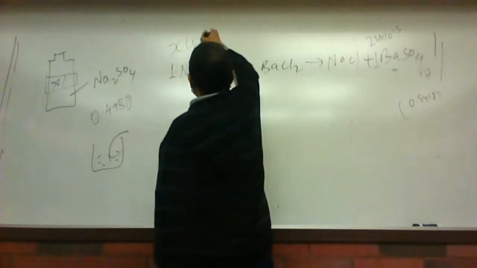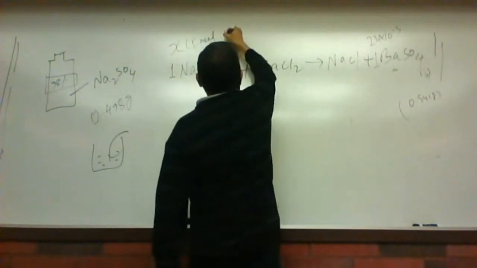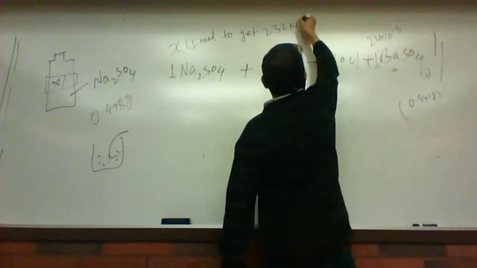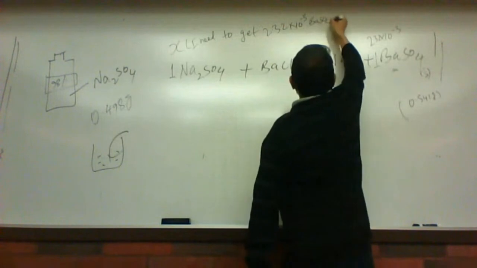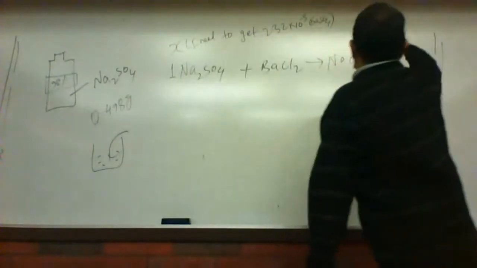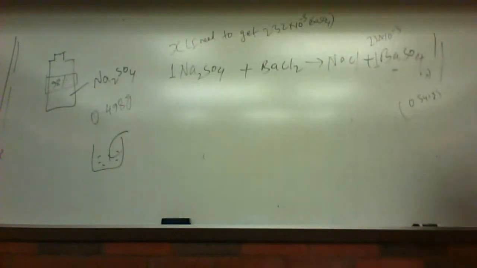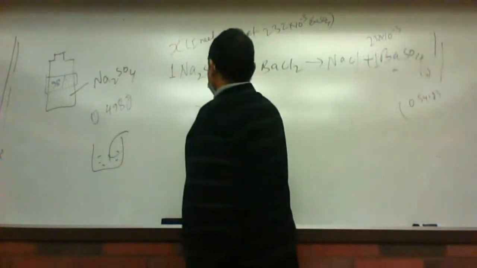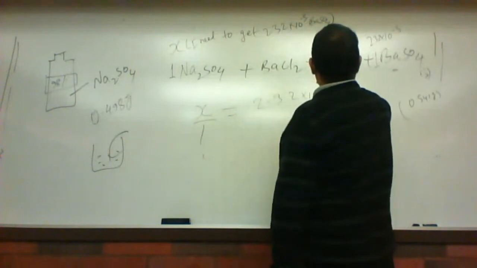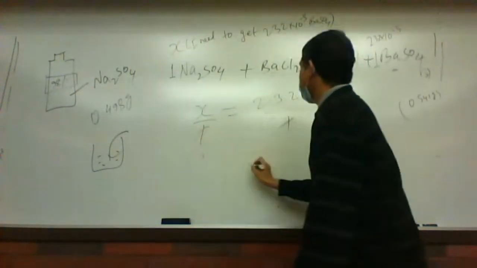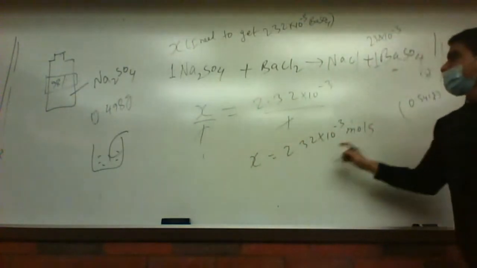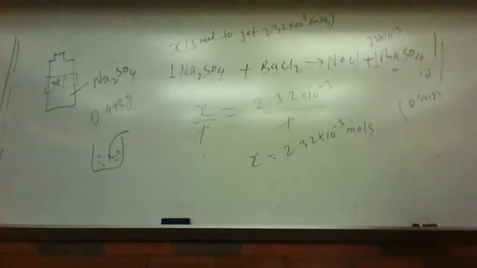I need this mole to get 2.32 times 10 to the power minus 3 of barium sulfate. I need X moles of sodium sulfate to get 2.32 times 10 to the power minus 3 moles of barium sulfate. So what is this X? That's what I want to calculate. X by 1 is equal to 2.32 times 10 to the power minus 3 divided by 1. So 1 cancels, and X equals 2.32 times 10 to the power minus 3 moles. That many moles of sodium sulfate I need.